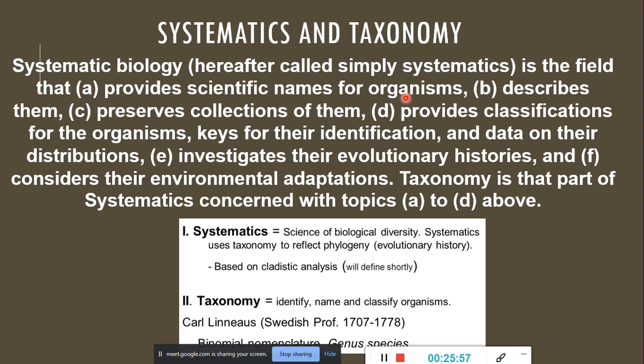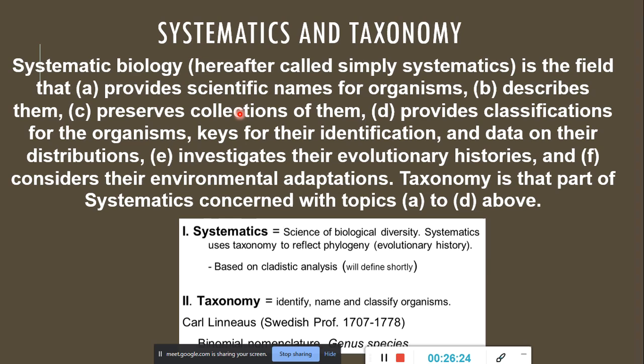In Bengali you call them as manush, in maybe Urdu you may call it as insan. So like all these things there are different. So how do you know that manush and insan are the same thing? You need to have a common language, and that common language is you give a scientific name, Homo sapiens. So systematic biology is the field that provides scientific name for organisms.